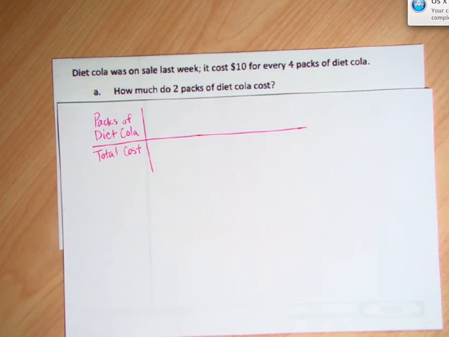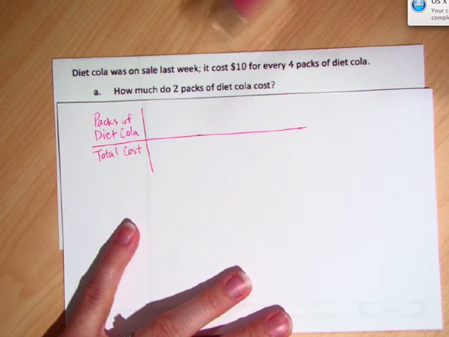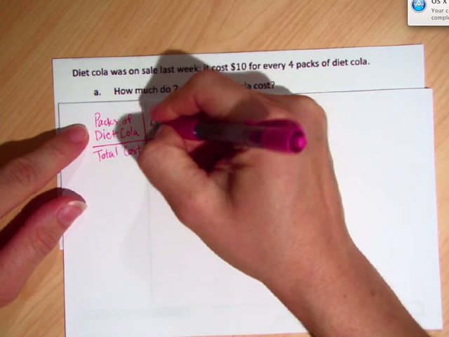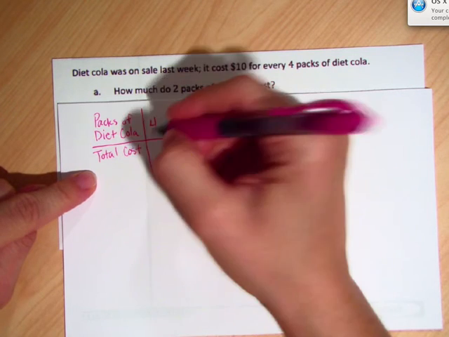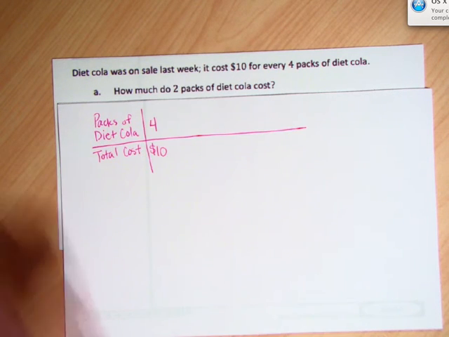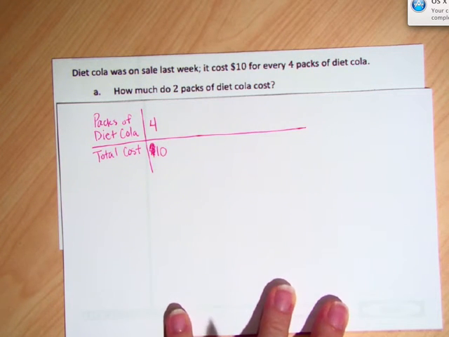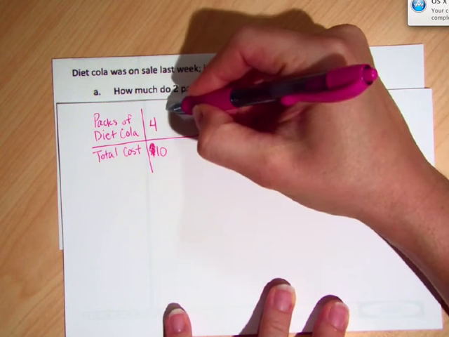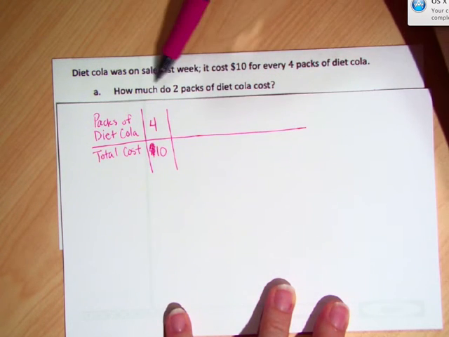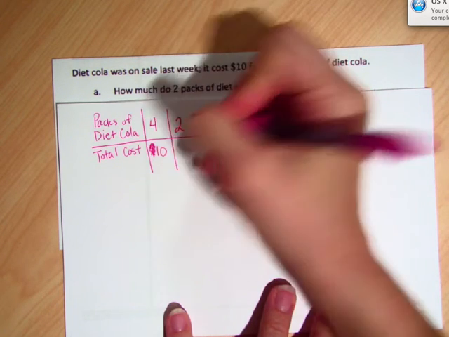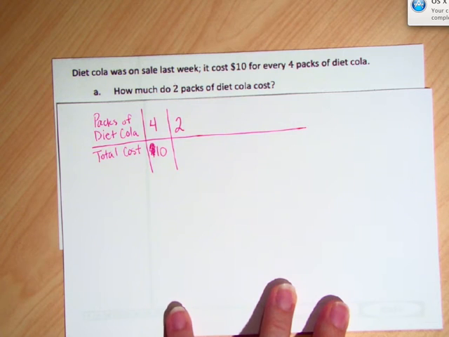All right. Now we know already, we're going to start with what we know. We have $10 for every 4 packs. So if we have 4 packs, it's going to cost us $10. And we don't really need our dollar sign because, remember, we're just working with ratios and ratios have no label. All right, we want to know, how much do 2 packs cost? So we're going to go to 2 on the top, 2 packs of Diet Cola.